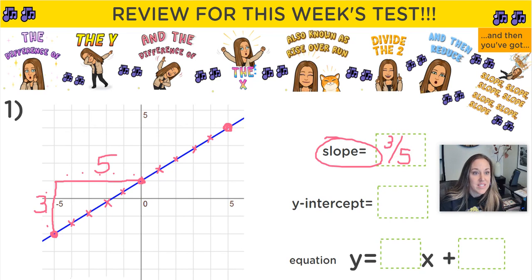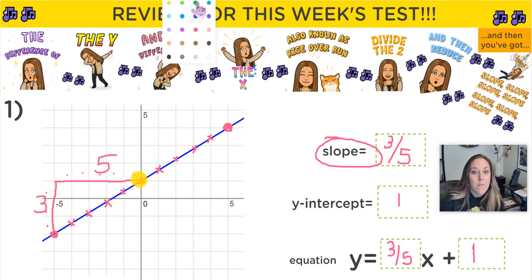The y-intercept is simply where is this graph crossing the y-axis. Okay, the y-axis, it's crossing at 1. And so you just put your slope here in front of the x, 3 over 5, and then your y-intercept goes there at 1.